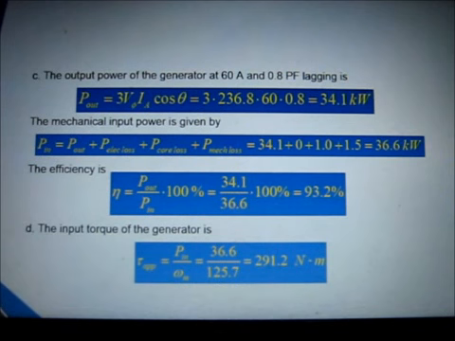These are very simple terms, we just have to understand the meanings of these terms and remember some formulas. The concepts should be very clear before solving these numericals. Now the input torque of the generator, tau: we know that power equals tau into omega, and hence tau equals P by omega. It comes to 291.2 Newton meter.